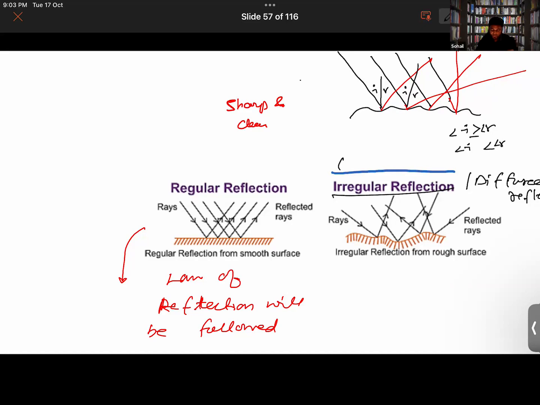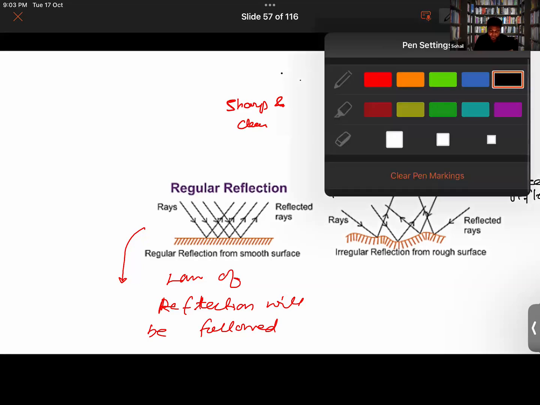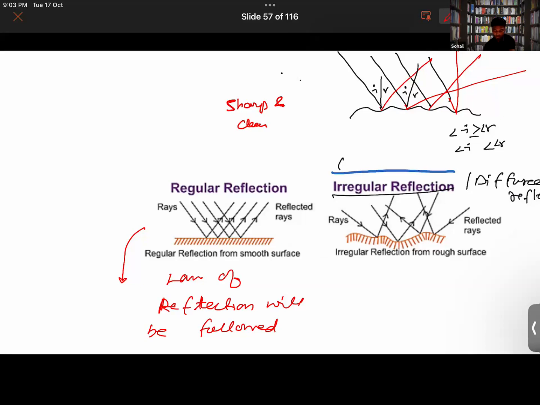Getting what I'm trying to say here? Can you explain the point again? Yeah, two things need to be taken care of in the case of irregular reflection. The first point is that although the incident rays are parallel to each other, the reflected rays are not parallel to each other. Then the second thing is when you plot the normal at the point of incidence.